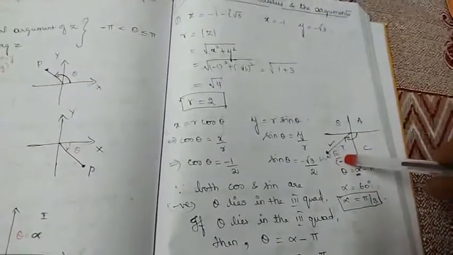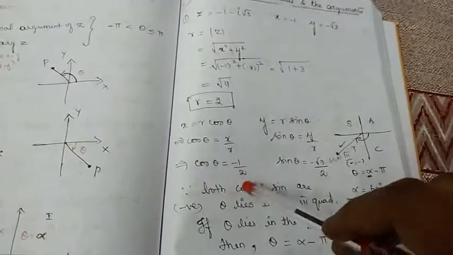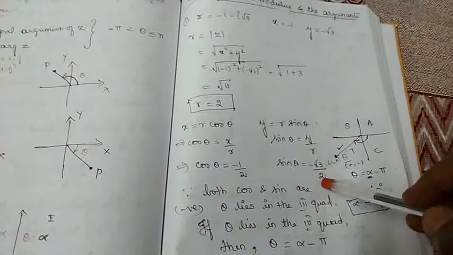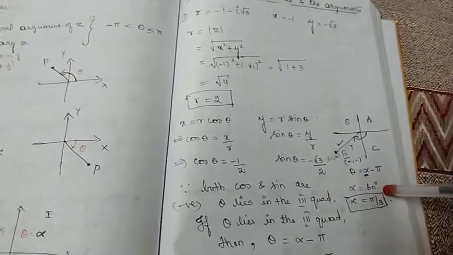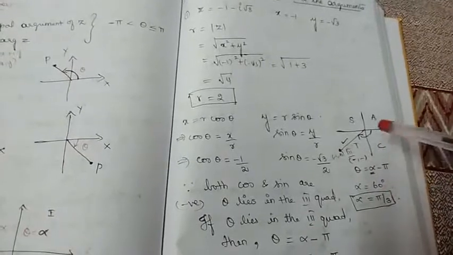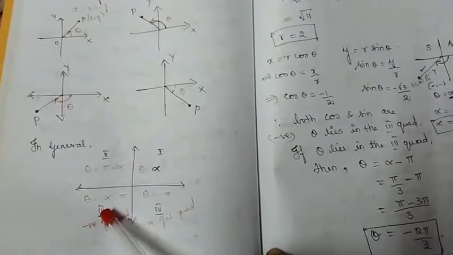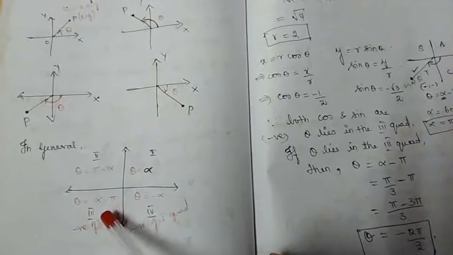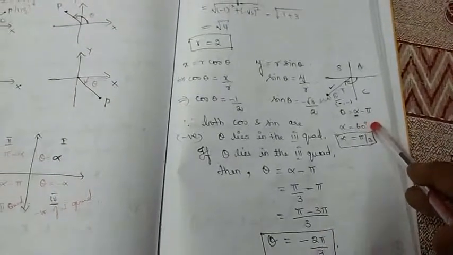So after identifying the quadrant, we have to check out theta. Cos theta is half, sin theta is root 3 by 2. So this is possible only with 60 degrees, right? So we have identified alpha, but it lies in the third quadrant. If it lies in the third quadrant, it should be written as alpha minus pi, right? So 60 minus pi.